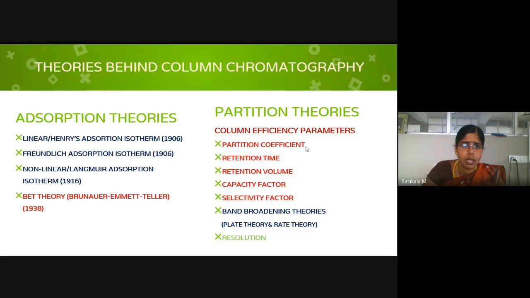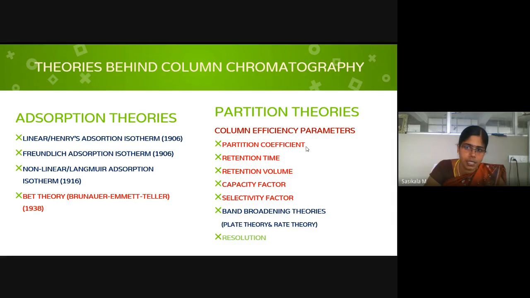What are the theories behind column chromatography? There are 2 theories: adsorption theories and partition theories. Adsorption theories are linear or Henry's adsorption isotherm, Freundlich adsorption isotherm, non-linear or Langmuir adsorption isotherm, and BET theory. BET theory is nothing but Brunauer, Emmett, and Teller theory. Adsorption theories follow the adsorption principle. Partition theories speak about the partition coefficient principle. And these theories are called column efficiency parameters.